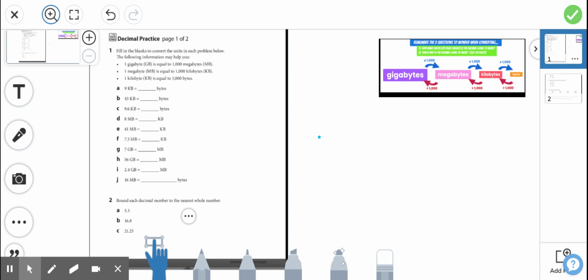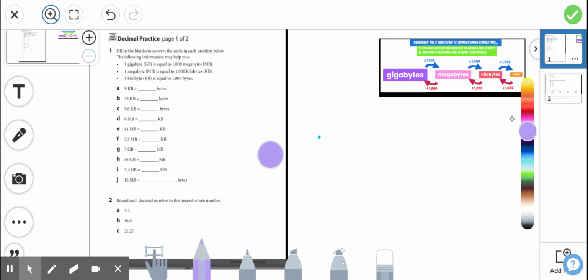Hello everybody, I am going to work on these next 2 pages with you in case you are stumped and you really need help with this assignment. We are working on bytes, gigabytes, megabytes, kilobytes, and to work on this assignment, the best thing to do is to use this chart over here. So we're going from 9 kilobytes to bytes. Kilobytes to bytes, that means you're timesing by 1,000, which would be 9 times 1,000 is 9,000.